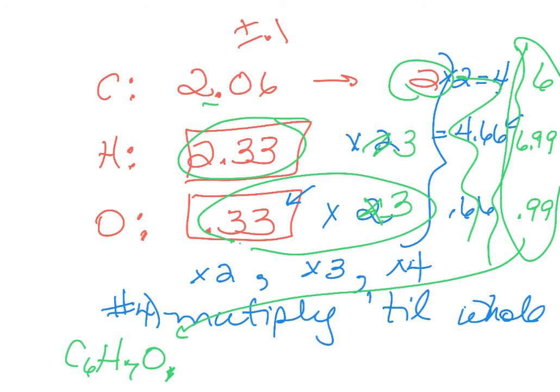So you will find when you work enough of these problems that if you get a fraction for an element that ends in 0.33 or close to that, or 0.66, you're going to end up multiplying by 3. If you get a fraction that's like 0.25 or 0.75, you're going to end up multiplying by 4. And if you get a fraction that's like 0.5, you're going to end up multiplying by 2 to get a whole number. So you'll get used to doing all that though.